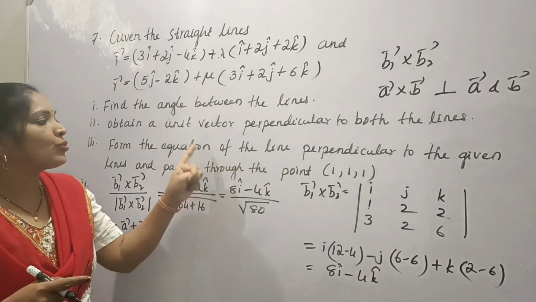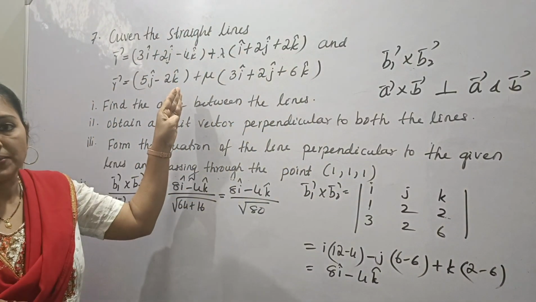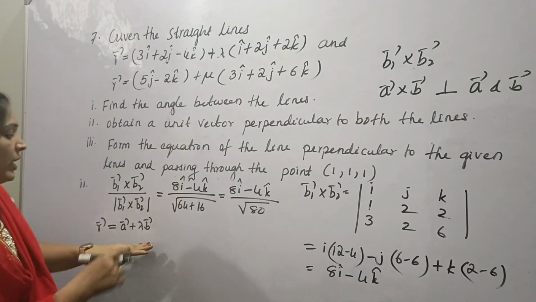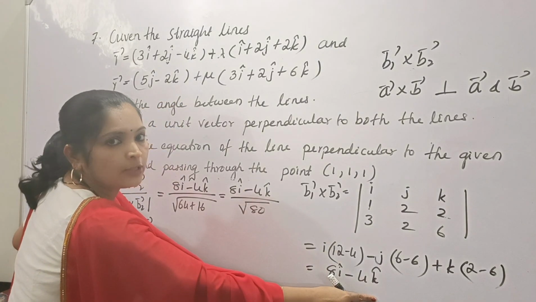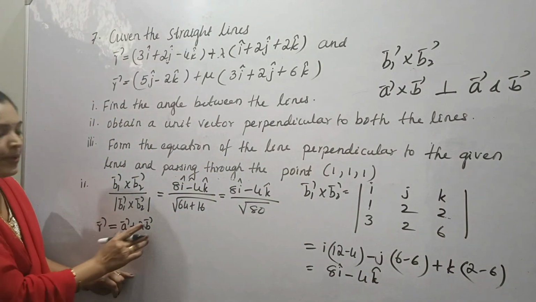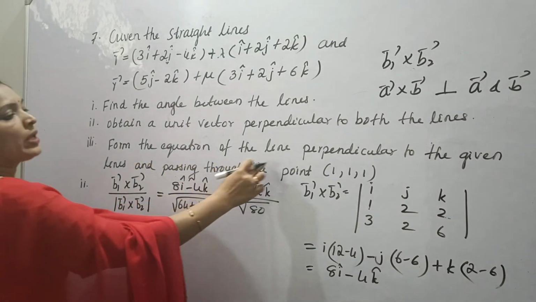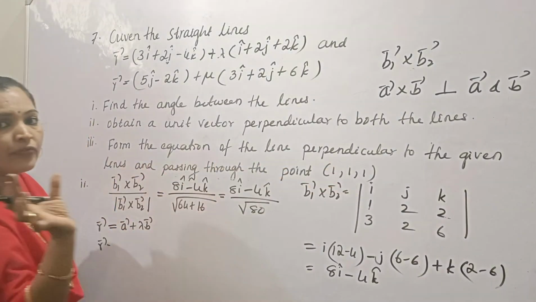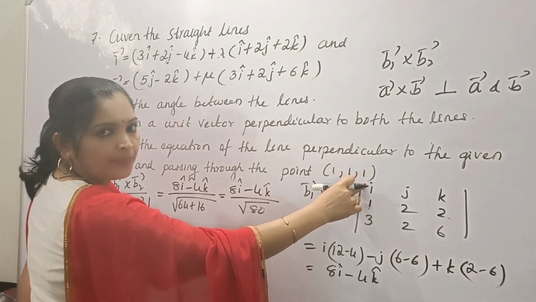We have to find the equation of the line perpendicular to both of these lines. Therefore, vector b is nothing but 8i minus 4k, because it is parallel to the required line. It is passing through the point 1, 1, 1, therefore vector a is i plus j plus k.